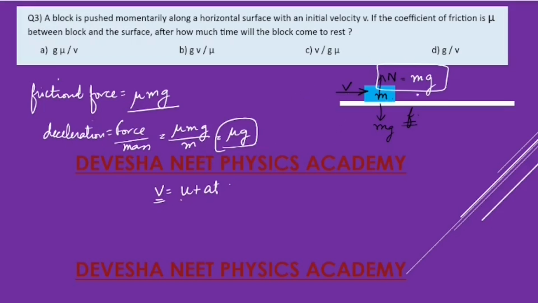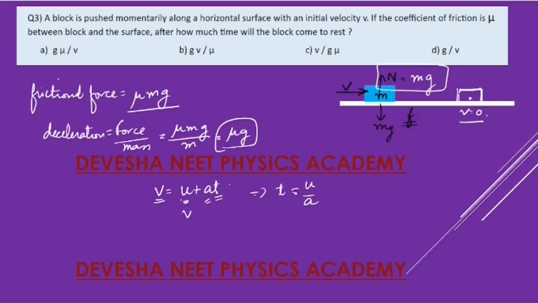So the mass, if it starts here, at some point somewhere here, it will actually stop. So v will become 0. Finally, u is the initial velocity, which is given as v. t is what we need to find here, and a is known to us, the deceleration here. So t is equal to u by a.